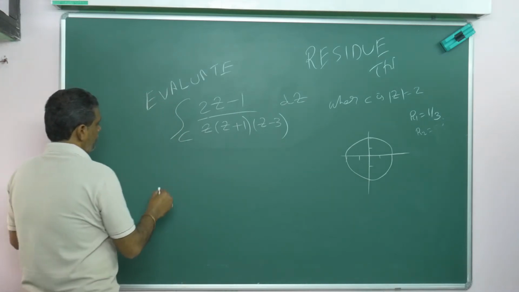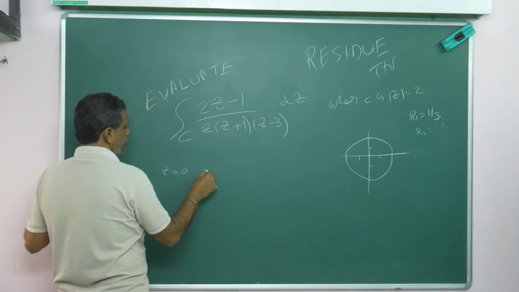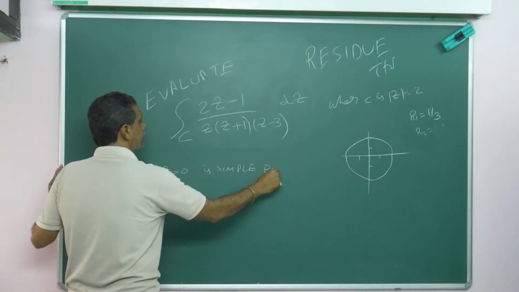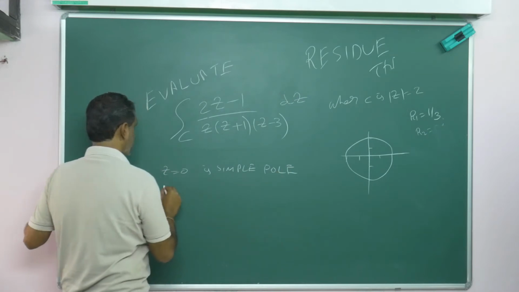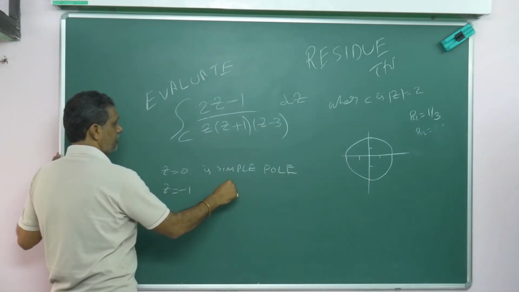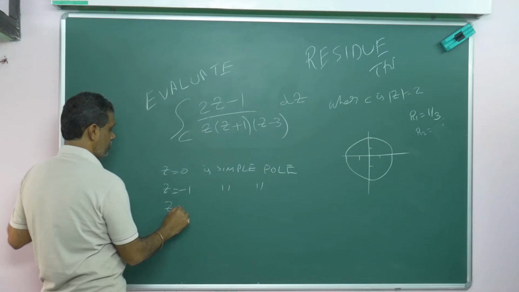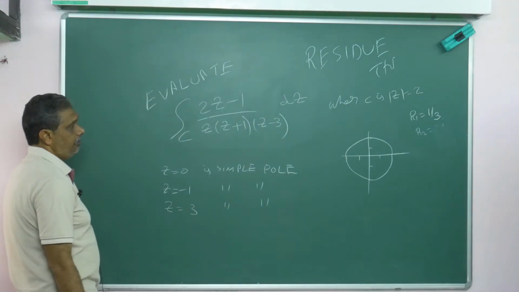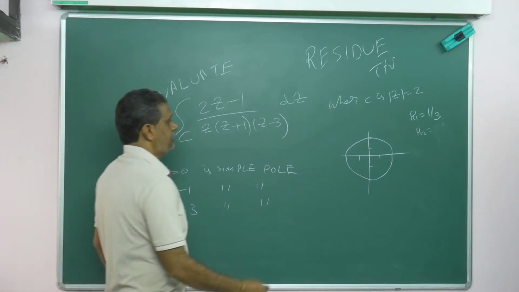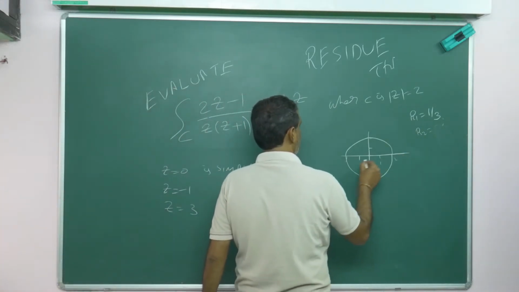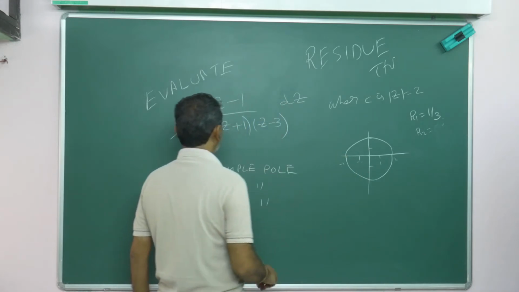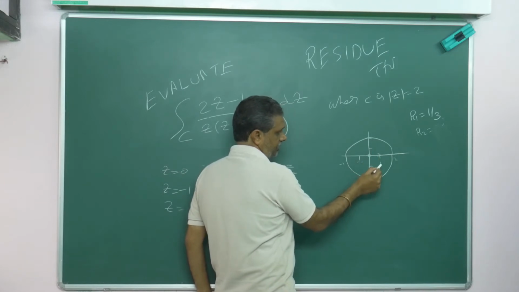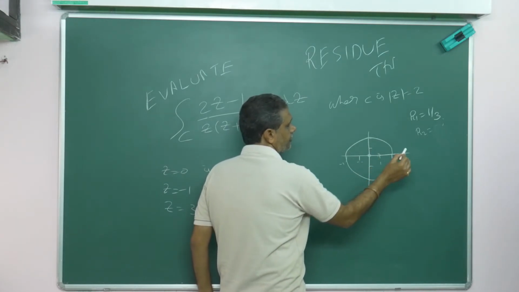Now my poles are: z equal to 0 is a simple pole, z equal to minus 1 is also a simple pole, and z equal to 3 is also a simple pole. Now modulus z equal to 2 means, marking 1, 2, minus 1, minus 2: which poles are inside? z equal to 0 is inside, z equal to minus 1 is inside, and 3 is somewhere outside.